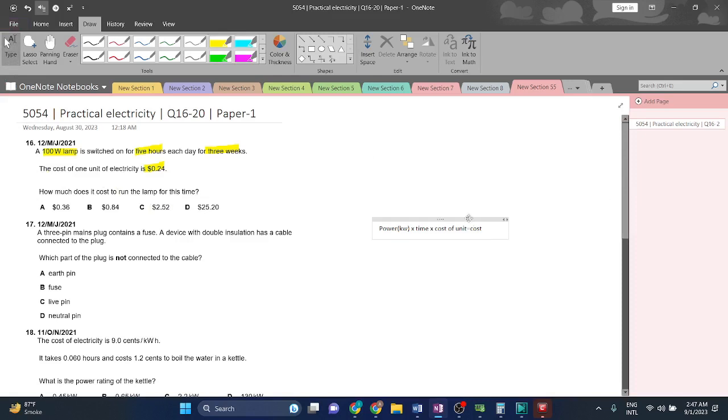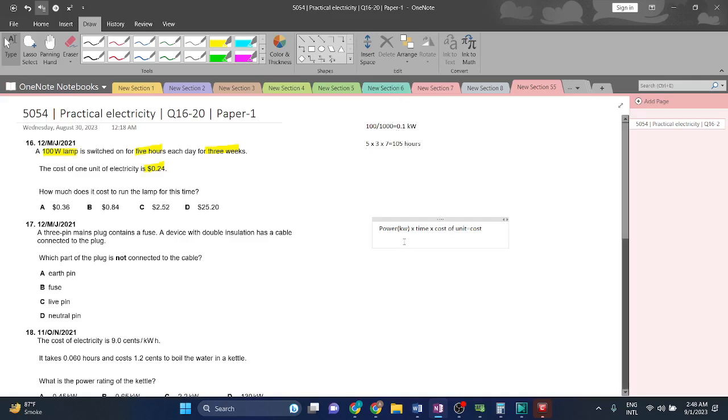So in order to find out the total cost we will have to calculate these three values. The power will be in kilowatts. 100 divided by 1000 will give us the power in kilowatts. Kilowatts done. How much time do we have? Time will be 5 into 3, which is the number of weeks, into the number of days, which is 7. That will give us 105 hours.